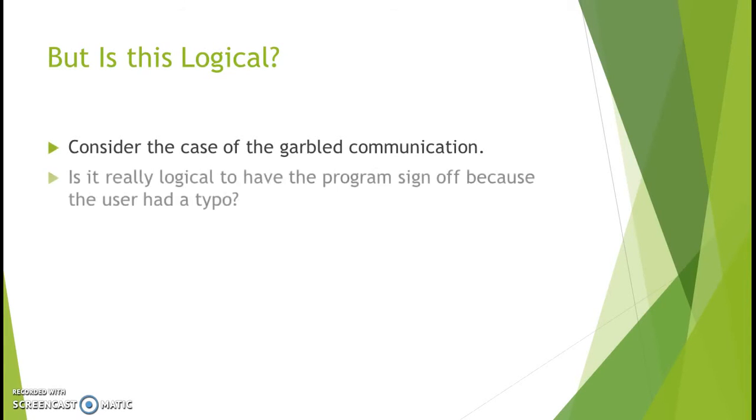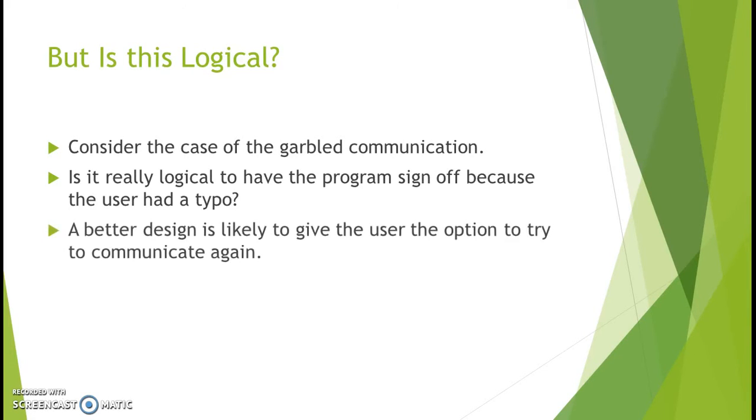Now, is it logical, though, to have the program end at that stage? In the case of garbled communication with the program, maybe the program shouldn't sign off just because the user typed yes instead of typing Y, for example. A better design would be to give the user an option to try to communicate again. Now for this, we need one more piece of technology. We need a loop.